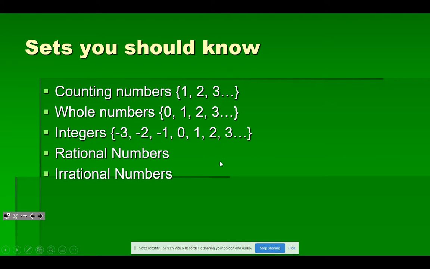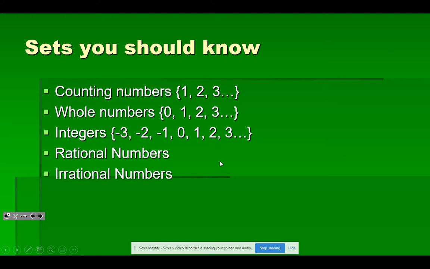These are the common sets that you should know. For example, the first one, counting numbers, starts with 1 and you continue to go up. Whole numbers is a little bit bigger set than counting numbers. It just adds 0 in the front. Integers are all of the whole numbers and their opposites, so it includes negatives.